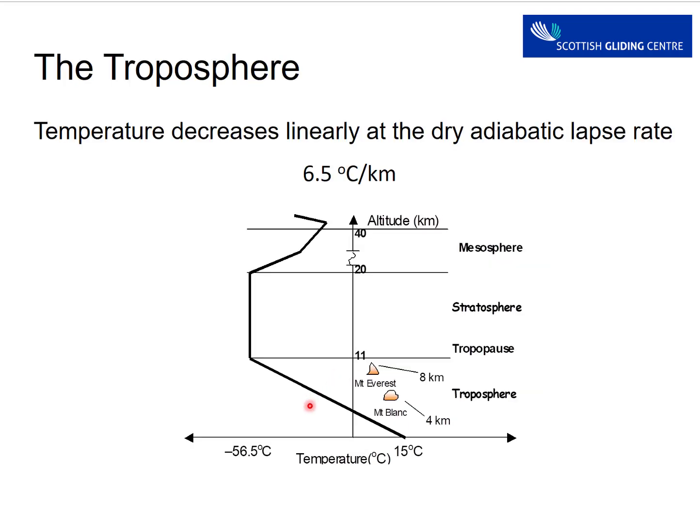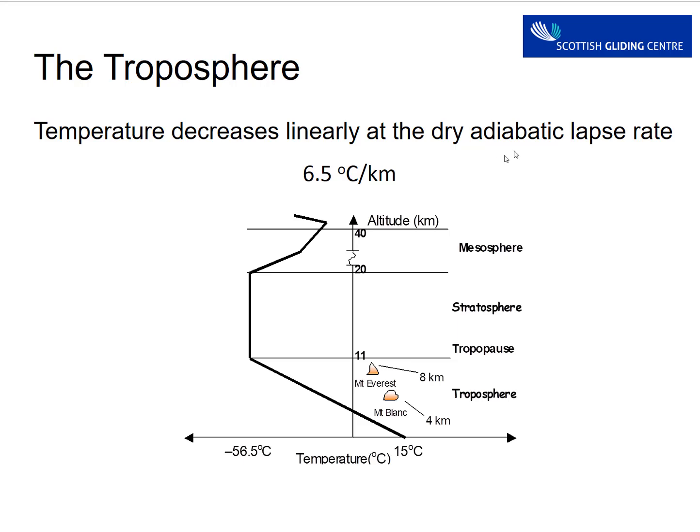Now that lapse rate, or the way that the temperature decreases with height in the troposphere, that's referred to as the dry adiabatic lapse rate, and it's 6.5 degrees C per kilometre. What does adiabatic mean? That means no heat transfer. And where do we get heat transfer from?